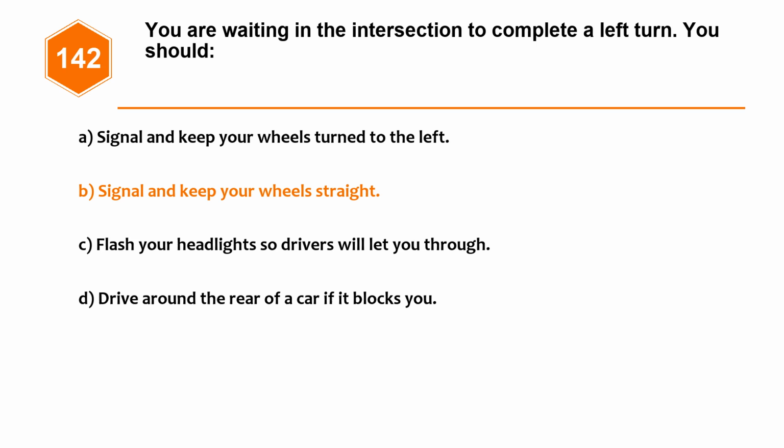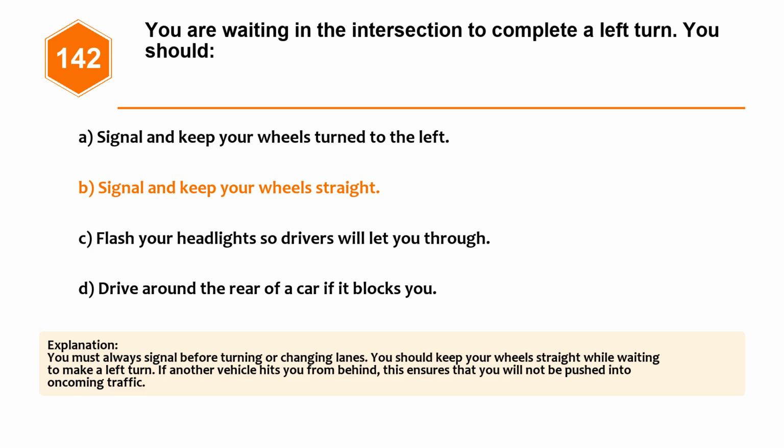The correct answer is option B. Signal and keep your wheels straight. Explanation. You must always signal before turning or changing lanes. You should keep your wheels straight while waiting to make a left turn. If another vehicle hits you from behind, this ensures that you will not be pushed into oncoming traffic.